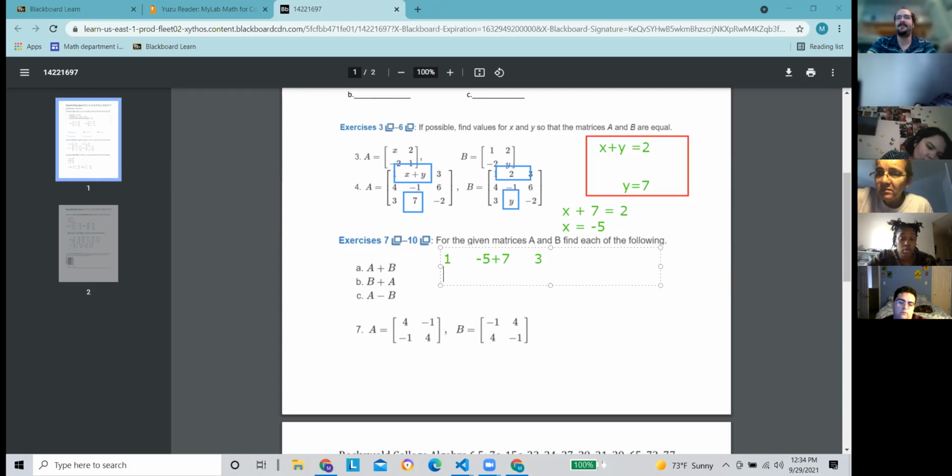Okay. But really that is what, 1, 2, and 3, which is this first row from B. Okay, I got you. So if we go and plug X and Y back in and actually crunch the numbers, they will be the exact same entry for entry. The matrices should be exactly the same. Okay, I got you.